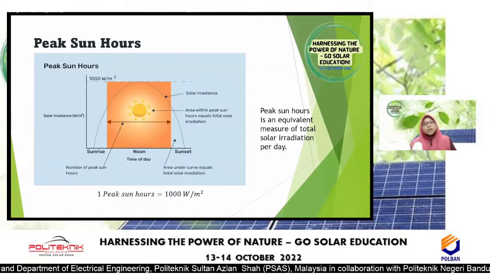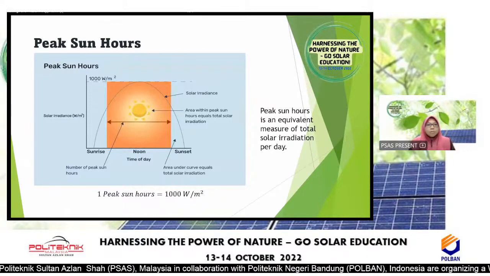Now, peak sun hour, which Mr. Fauzi Ghani has told you about before, is an equivalent measure of total solar irradiance per day. Peak sun hours are not the hours between sunrise and sunset, so it's not the same as one hour on the clock. Solar insolation is the amount of solar radiation that falls on the Earth's surface in a given span of time.